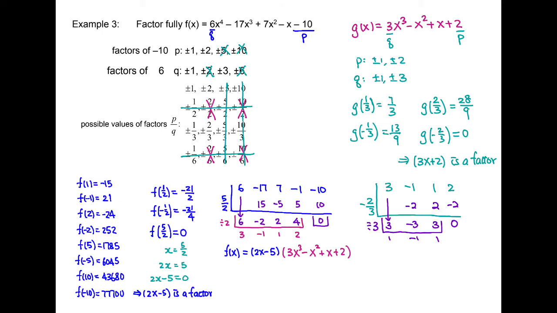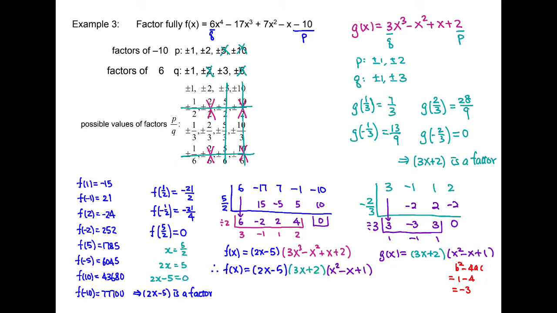Remember to divide the quotient by 3, as 3 is the leading coefficient of the divisor. Then we get g(x) as the divisor 3x plus 2 times the quotient x squared minus x plus 1. Once again, we need to check whether or not this trinomial is factorable. So we use the discriminant to check. The discriminant turns out to be negative 3, which is not a perfect square. Therefore, we know this cannot be factored down further. Therefore, we say f(x) equals 2x minus 5 times 3x plus 2 times x squared minus x plus 1. And this is our factored form for f(x).